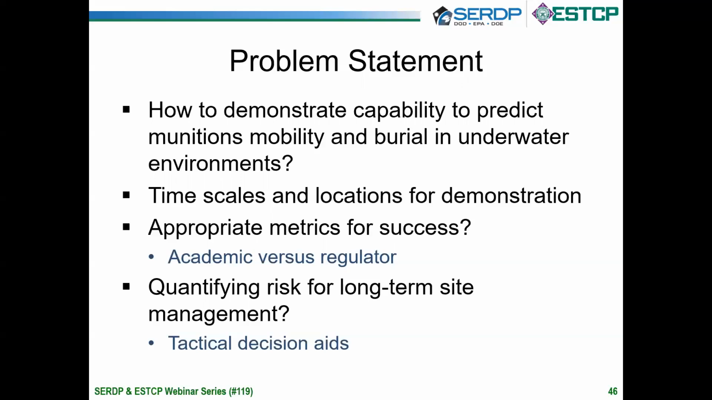As academics and researchers, we may have a certain set of metrics that we think need to be met to consider our models or our techniques valid. Those are likely to differ from what the legal and regulatory folks, who are an important part of the process that site managers have to go through, require. So how do we rectify those differences? These are questions I don't know the answer to yet, and probably won't be able to answer before the end of this talk, but these are things we need to think about.